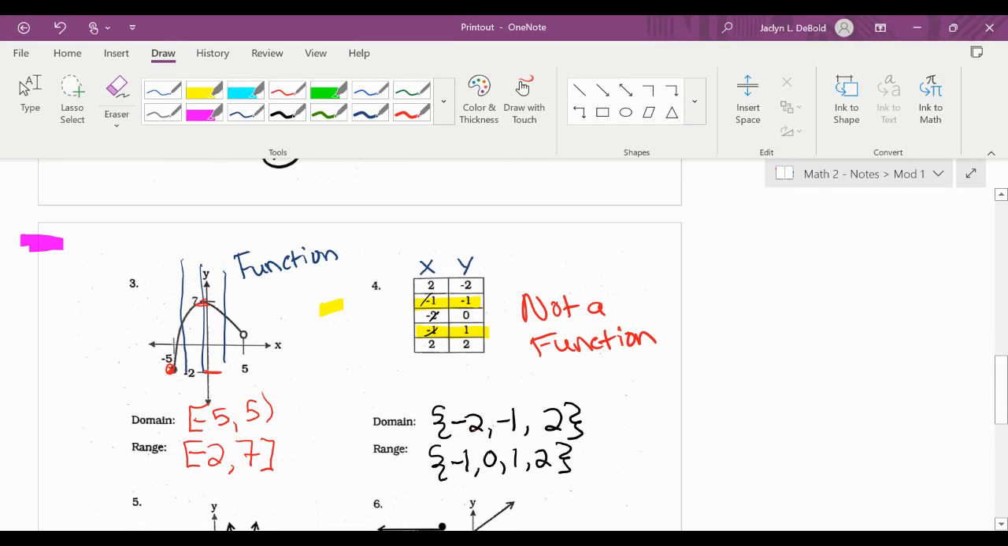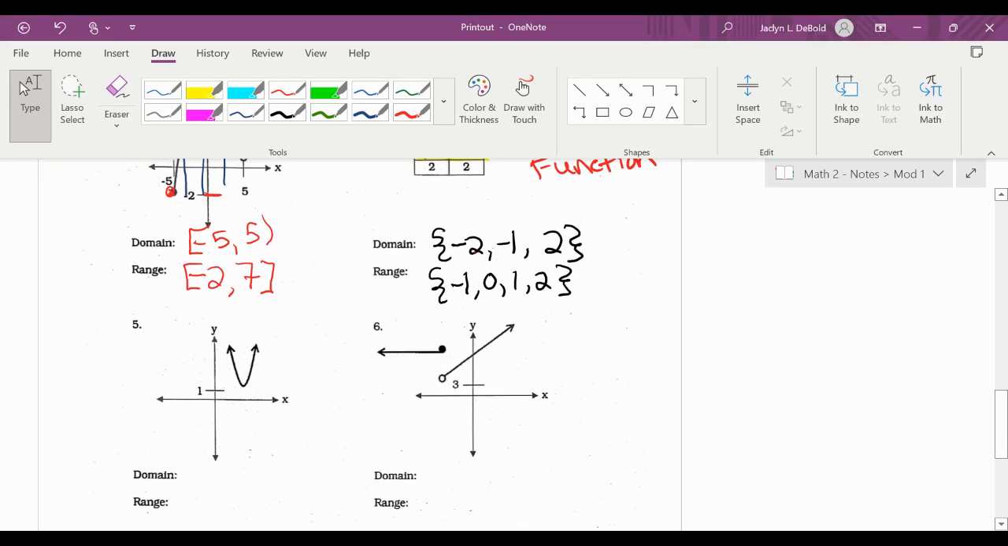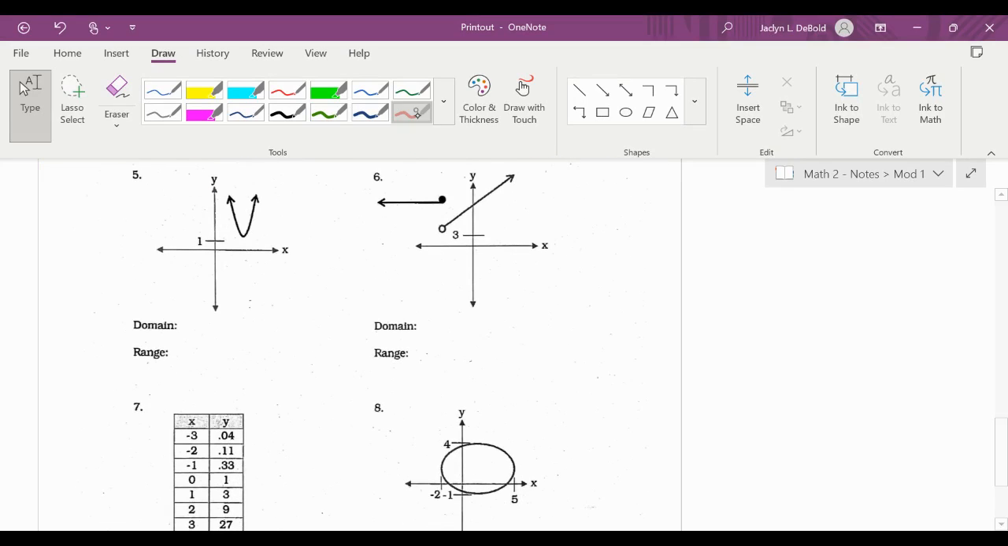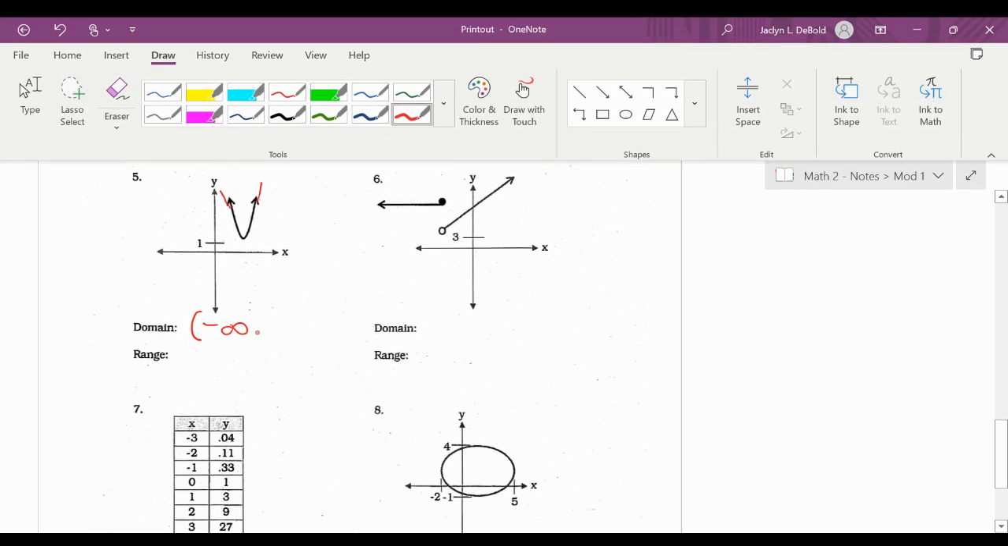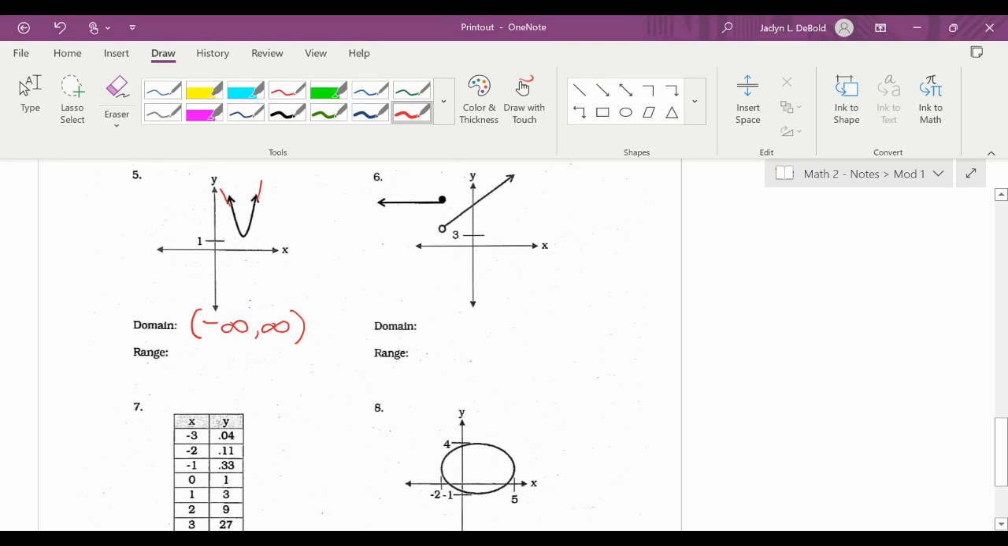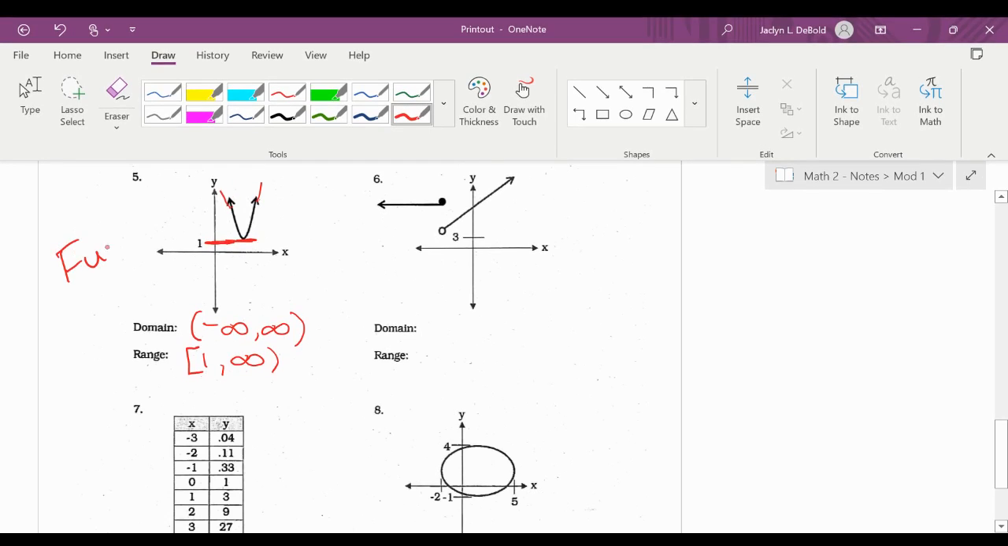For the next one, we're going to do the same thing. My domain, we can see, has arrows on both ends, so it's negative to positive infinity. My range, we're going to assume this is a 1. So my lowest value is 1 with a bracket, and it goes to infinity, so it's going to go up. And this one passes the vertical line test, so this one's going to be a function.